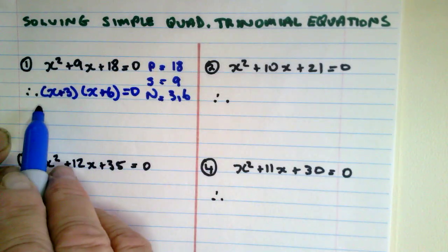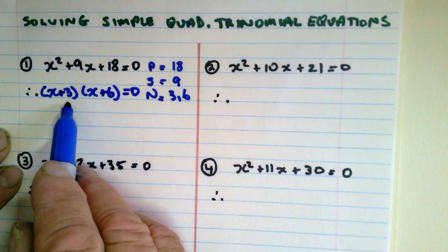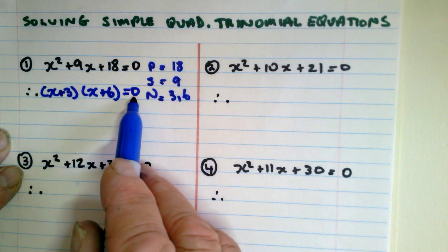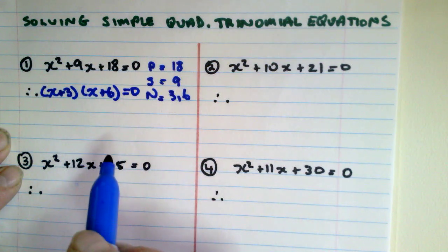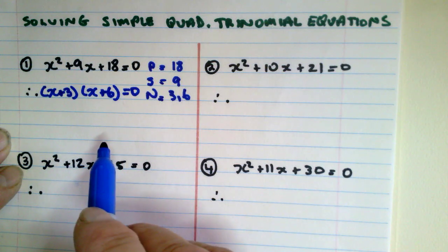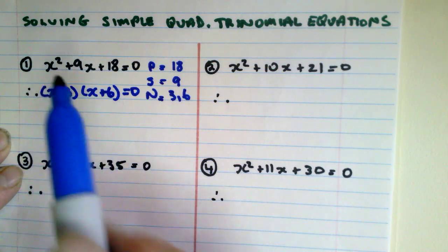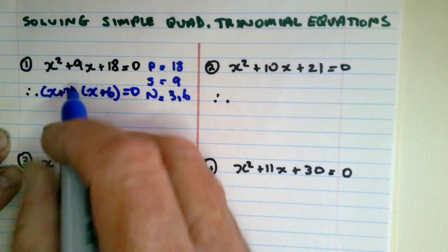Now the only way this equation can be true is if either x + 3 is equal to 0 or x + 6 is equal to 0. That's called the null factor theorem. So think of two numbers multiplied together. If you're after a product of 0, one of them must be 0. You can't multiply two numbers and reach 0 unless one of them is 0. And the same principle applies here.